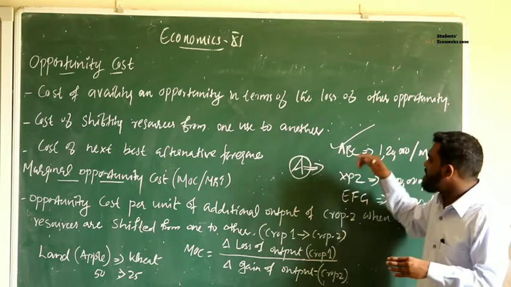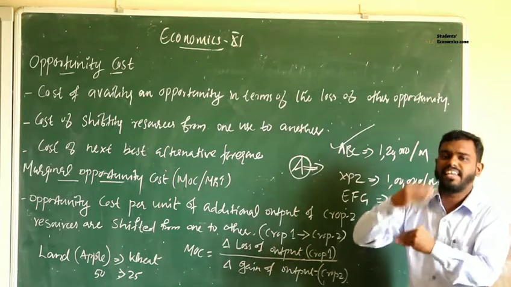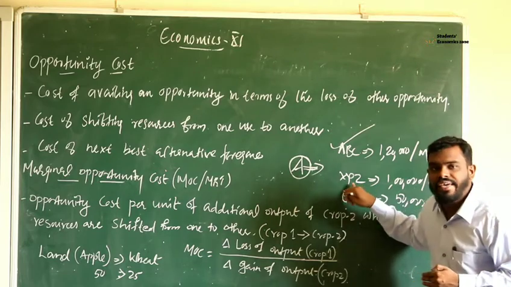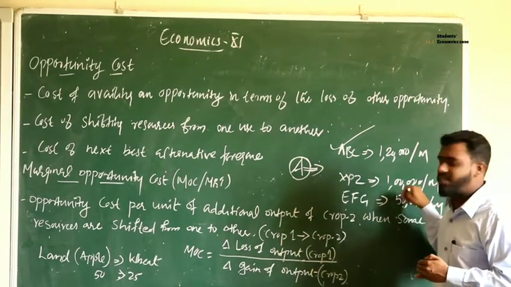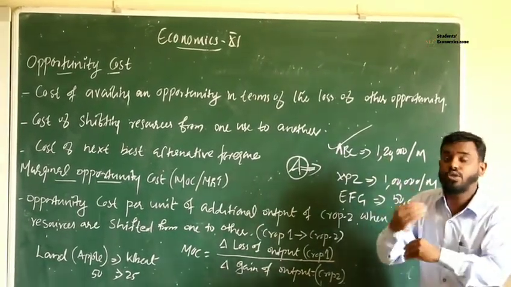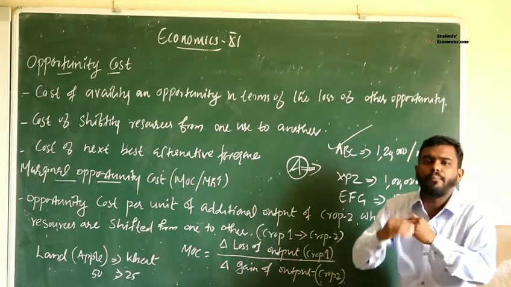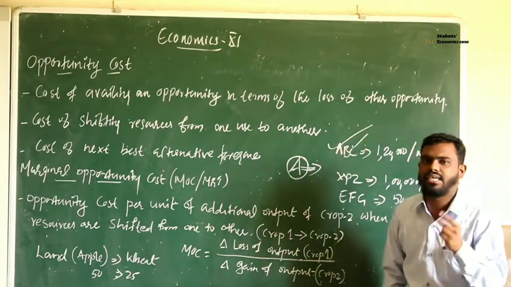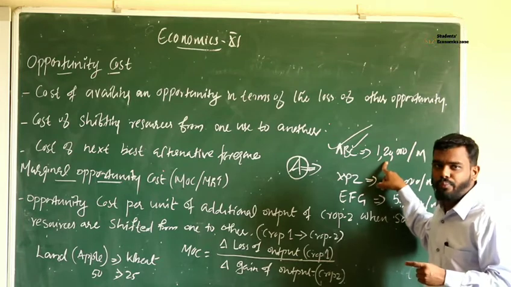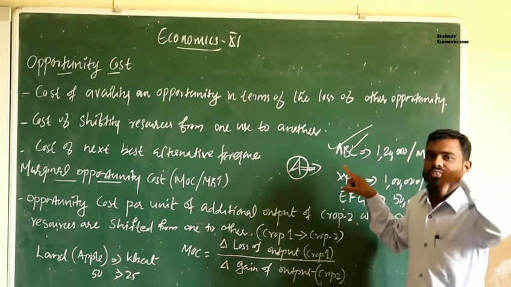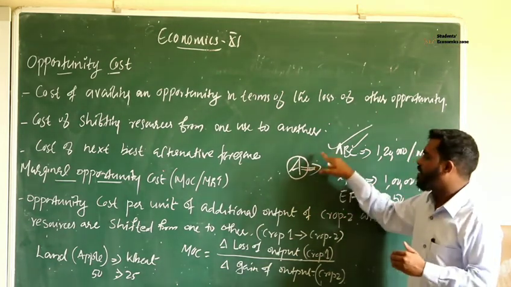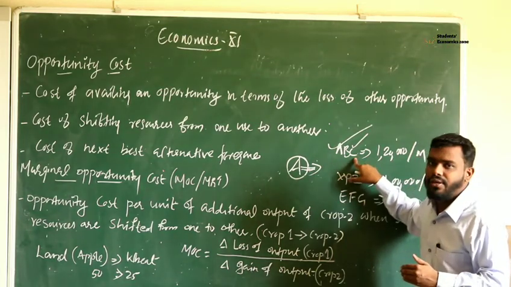Then what is the next best alternative, or the next best opportunity, in front of individual A? That is company XYZ, which is providing 1,00,000 rupees. The first best opportunity is 1,20,000. The next best opportunity is 1,00,000 rupees. So what is the opportunity cost of selecting company ABC? That is 1,00,000 rupees, because he selected 1,20,000 rupees and the next best alternative is 1,00,000 rupees. So that will be the opportunity cost of individual A while selecting company ABC.